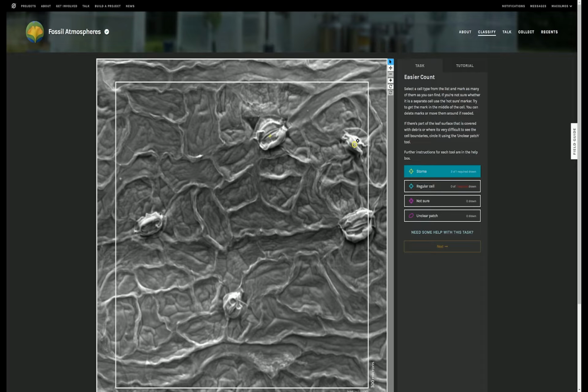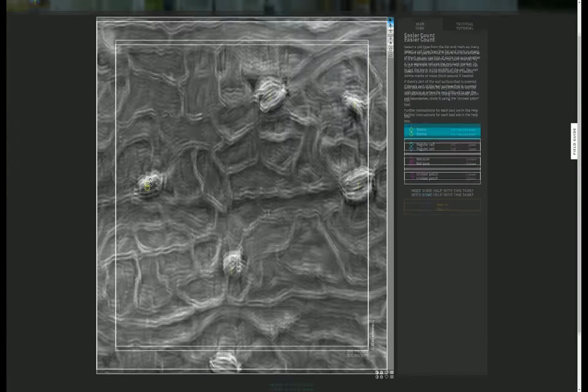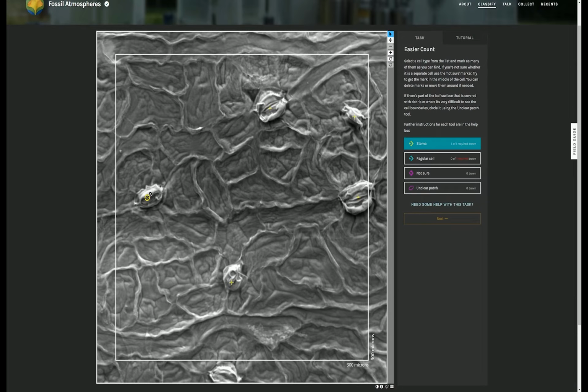There's a few on here. For this one, there's only 5. We only count what's inside of the square, so even though there's one right here, we don't count it. Now the rest of it is the actual time-consuming part. It is the regular cells, of which there are a lot. Anything that is enclosed within its own wall is a cell.